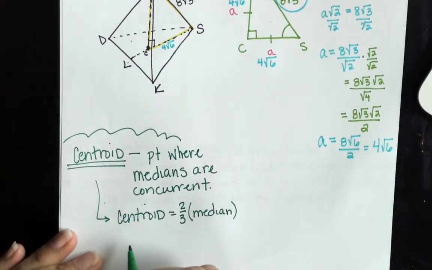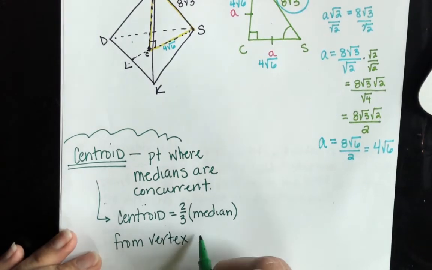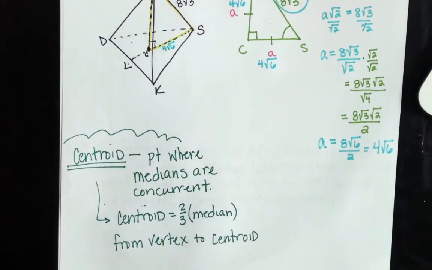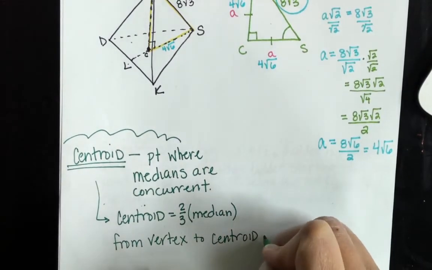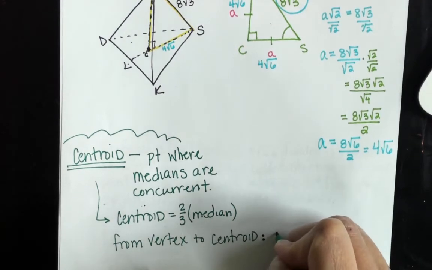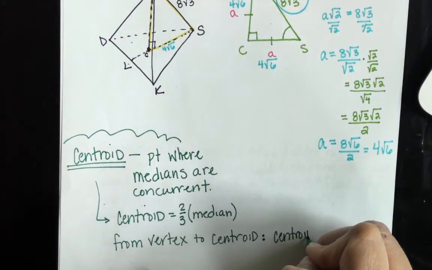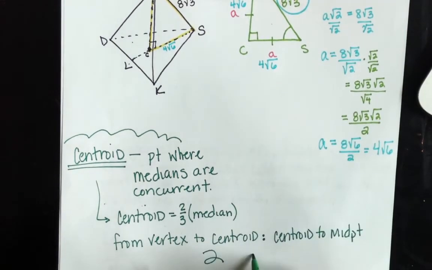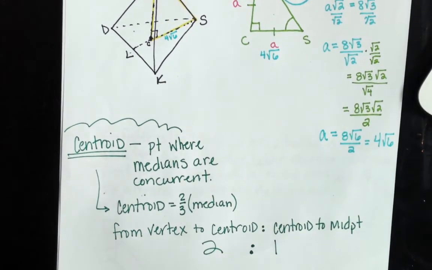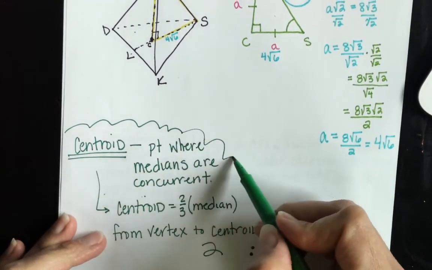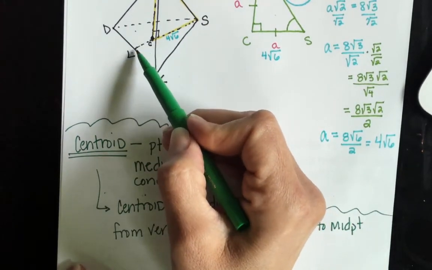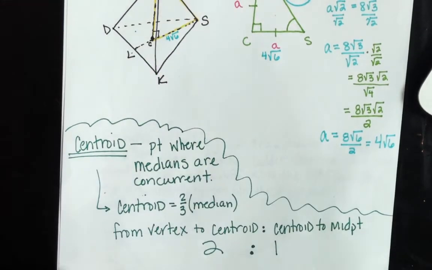And we said that from the vertex to the centroid, compared to our centroid to the midpoint, was a 2-to-1 relationship. So not only did we talk about 2/3, but we did talk about from the centroid to the midpoint was a 1/3. So it's a 2-to-1 relationship.